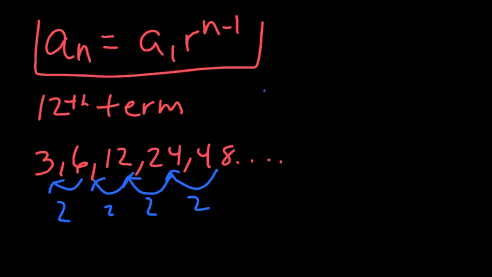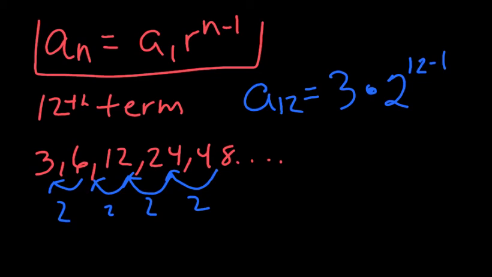Okay? So let's fit everything in the formula. So we want a to the 12th. Well, that equals a to the first, which is 3, times r, which is 2, to the 12 minus 1. So that's 2 to the 11th. So 3 times 2 to the 11th. Now, I don't have a calculator right here, but I could probably figure out 2 to the 11th, maybe. Let's see if I can.